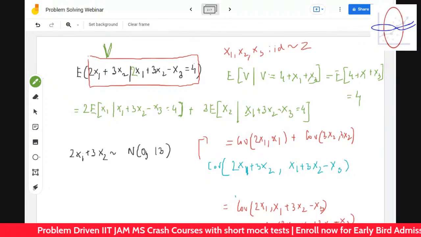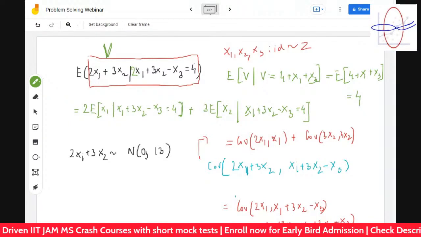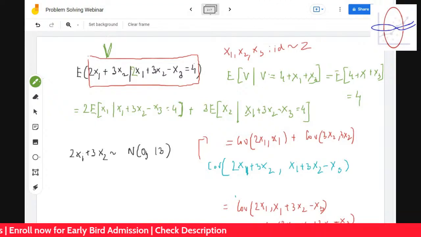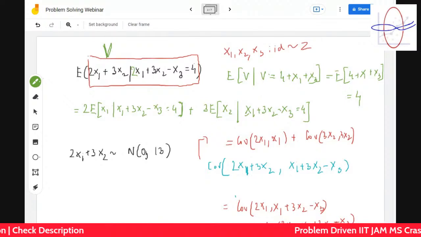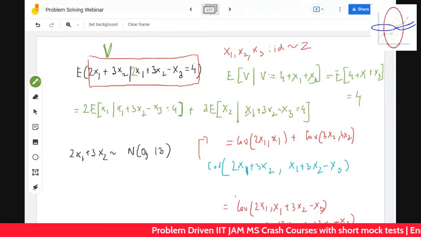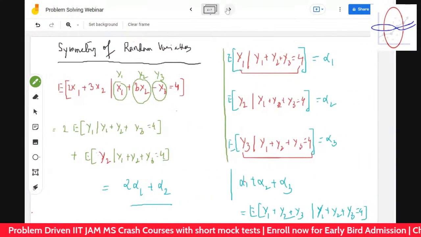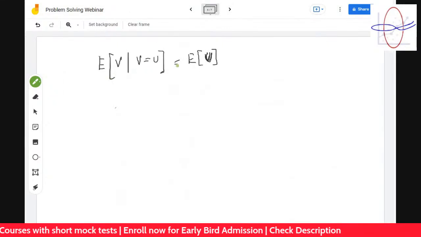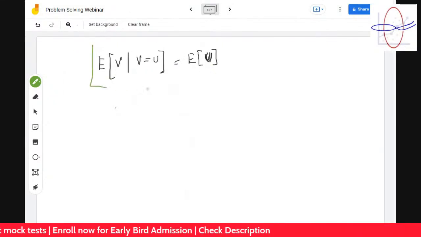But the previous method is actually very wide-ranged in use. So these are two different methods of solving the same problem, and both are important in some way or the other. Did you understand the solution, guys? The second one. Yeah, sure. The idea is that expectation of V given V is equal to U is expectation of U. This is the basic idea.